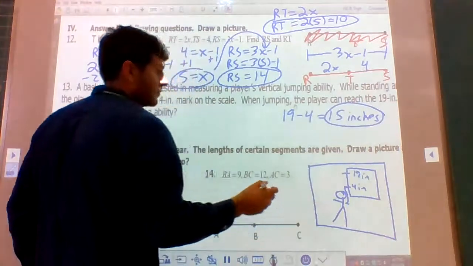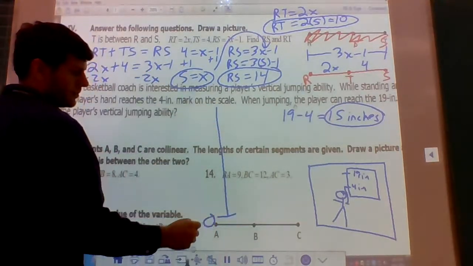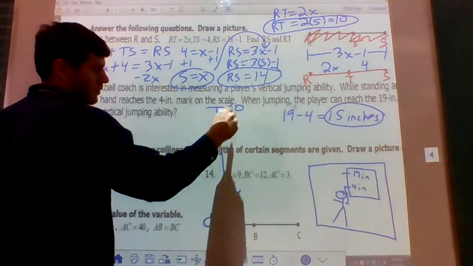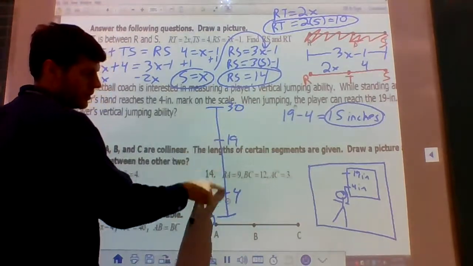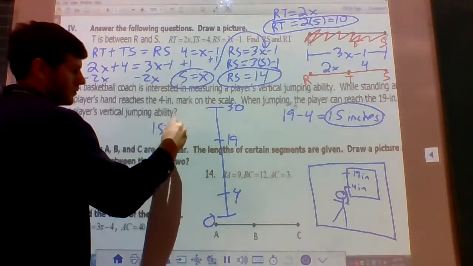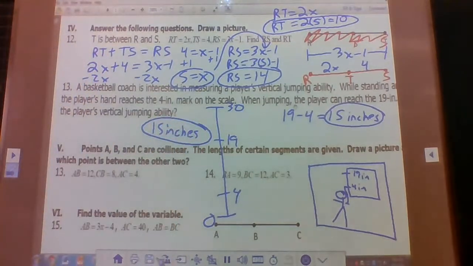Okay, it's that simple. It's just a scale. So you're starting at 0. His hand starts at 4. Maybe this is 30. And he goes from 4 up to 19. So what's the difference between these two? 19 minus 4 is 15 inches. Okay. The distance between 19 and 4 is 15.